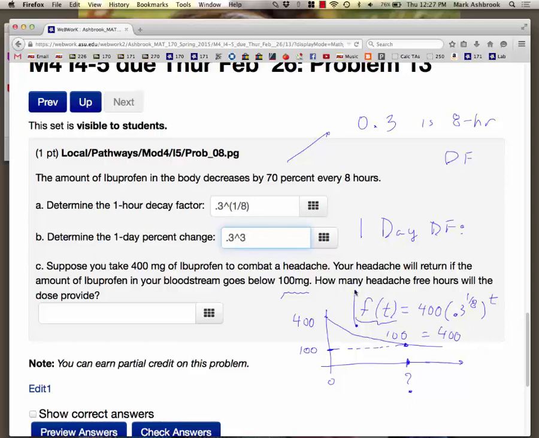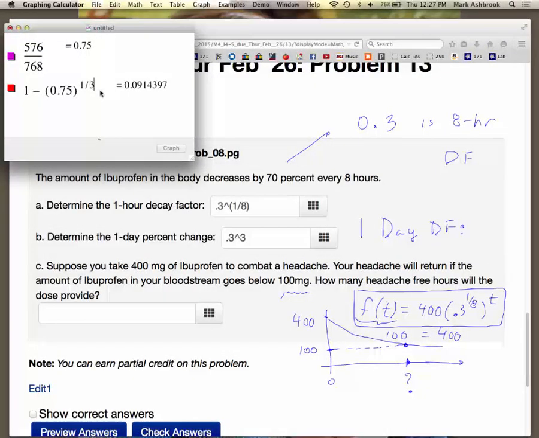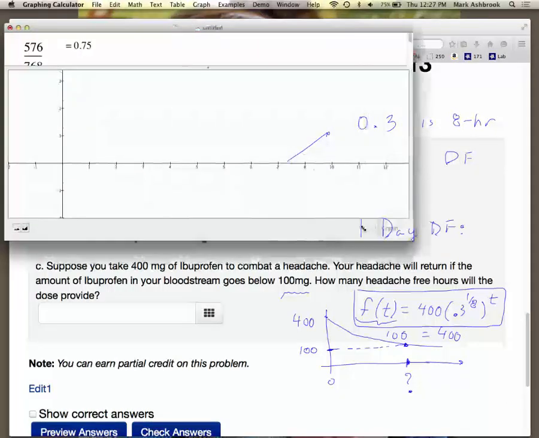And so we're going to graph this function. So graph it on your graphing calculator, and then use the graph to solve this. So y equals 400 times 0.3 to the 1/8 to the x. So I think that's our ibuprofen function. And we're going to graph this.